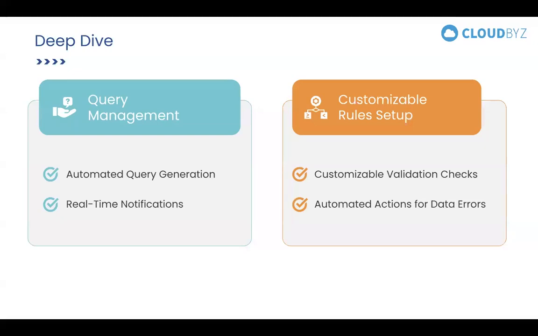Automated query generation and system edit checks help identify and resolve data discrepancies promptly, maintaining high data quality and reducing any manual efforts. The second one, which is customizable rule setup: EDC users can tailor validation rules to meet specific study needs, ensuring data quality and compliance. Users can define custom validation checks and set up complex forms with multiple field level validation rules. This customization ensures that data entry is accurate and aligns with the study requirements.